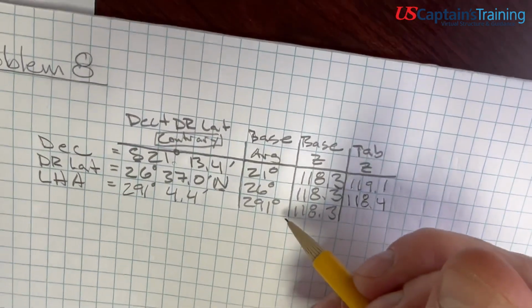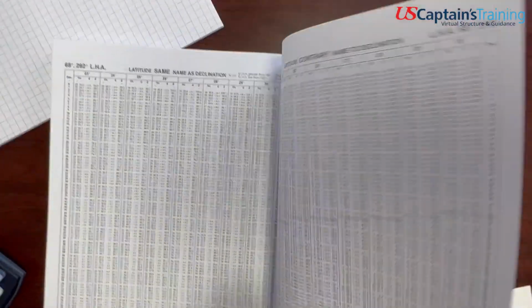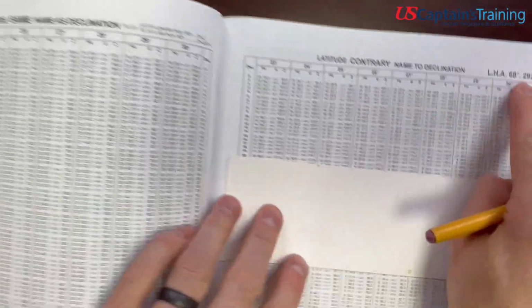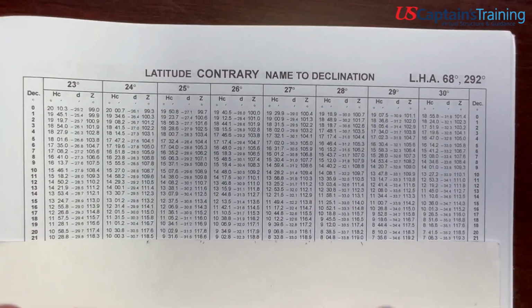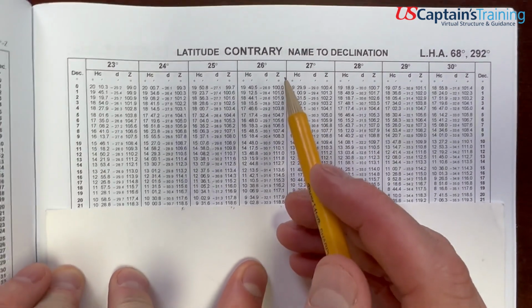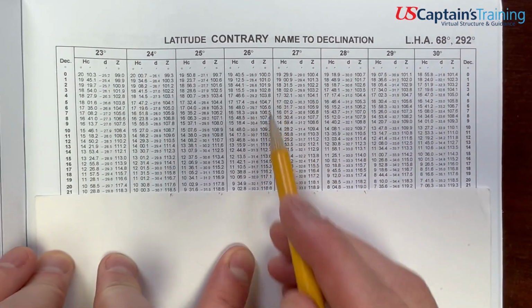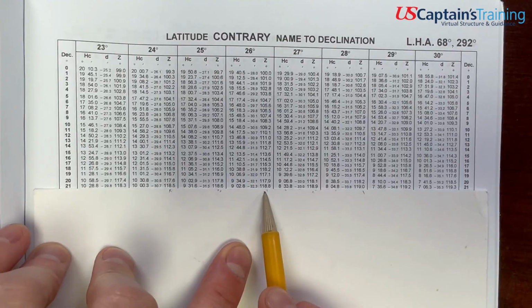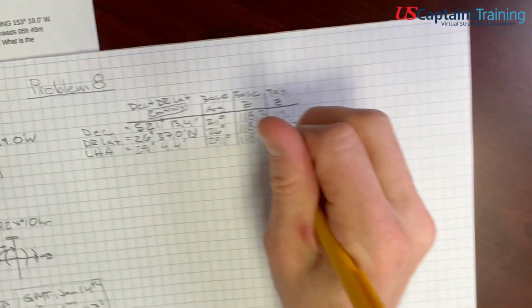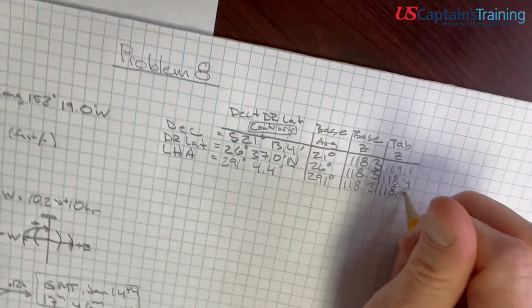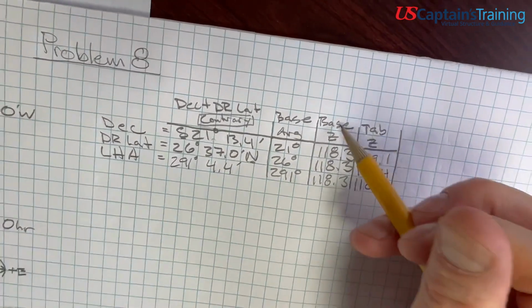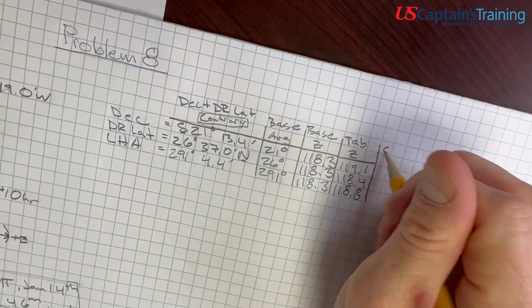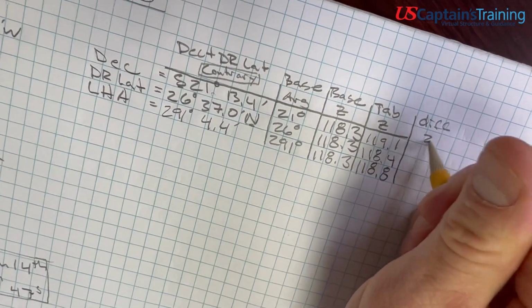118.4. Now we'll bump our LHA up 292. So here we are. Contrary 292, declination 21, DR lat 26. Z column down 118.8. And now we can get the difference between the tab and the base Z. So we get the difference in Z.